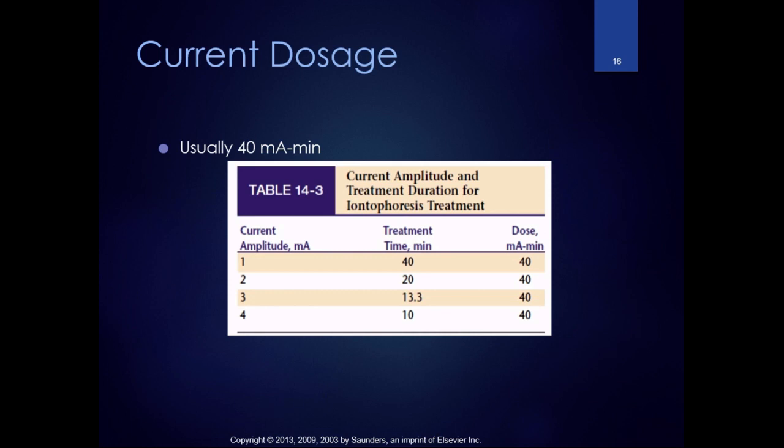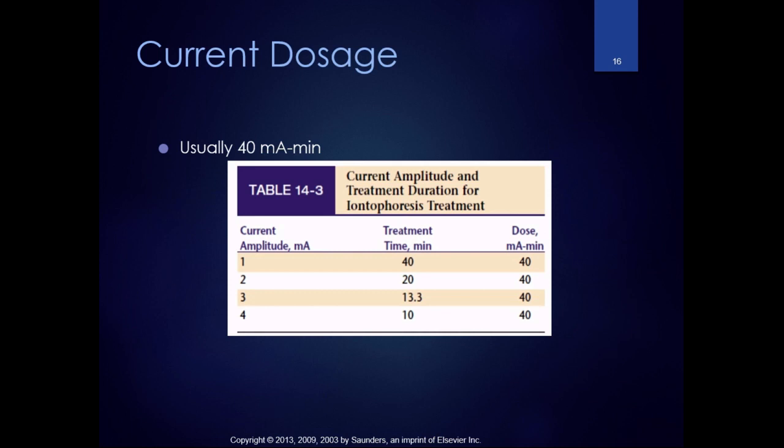So the little Ionto direct current machine looks like a little TENS unit. It's small, and we'll practice with them in the lab. You're usually using it for inflammation.